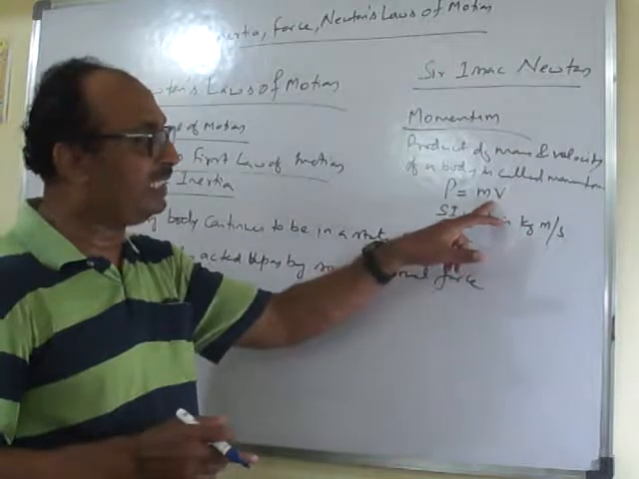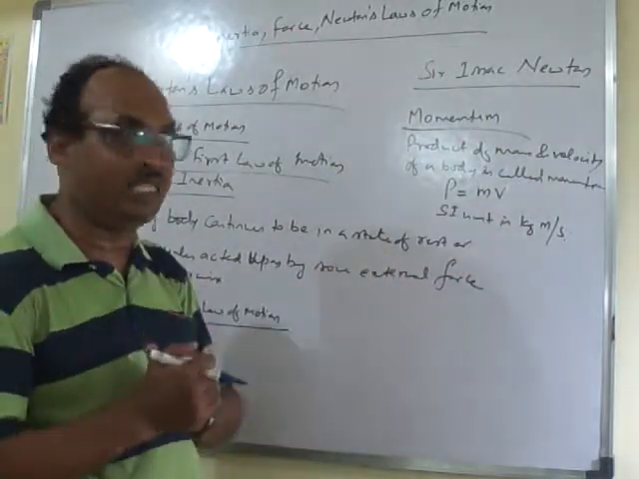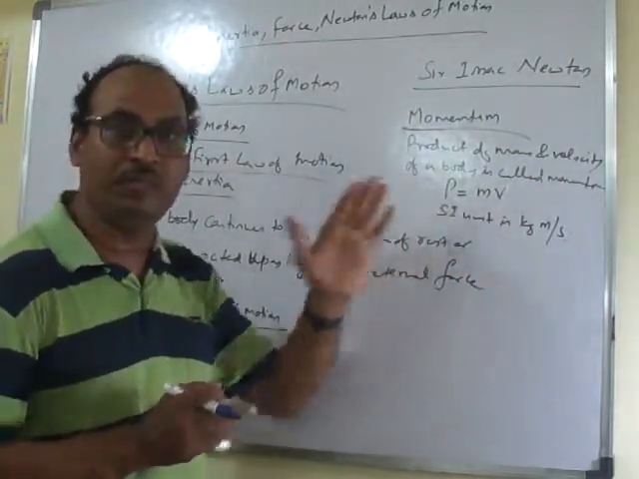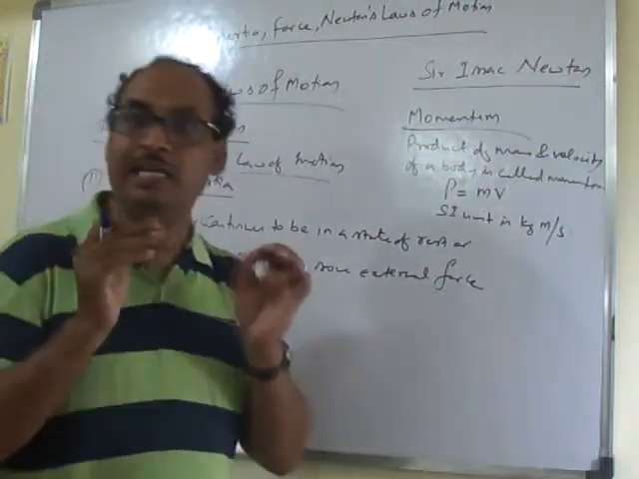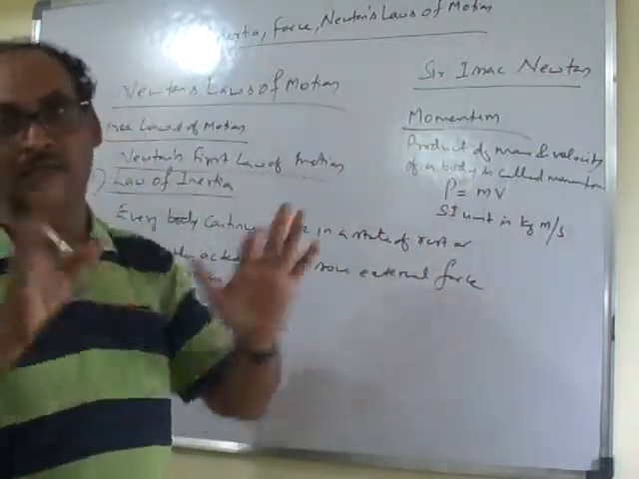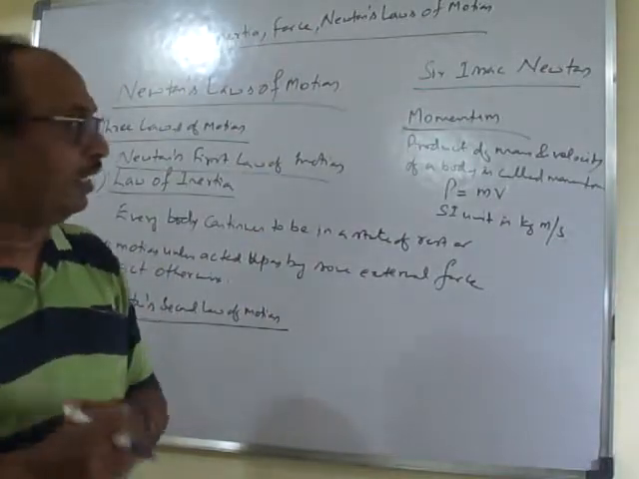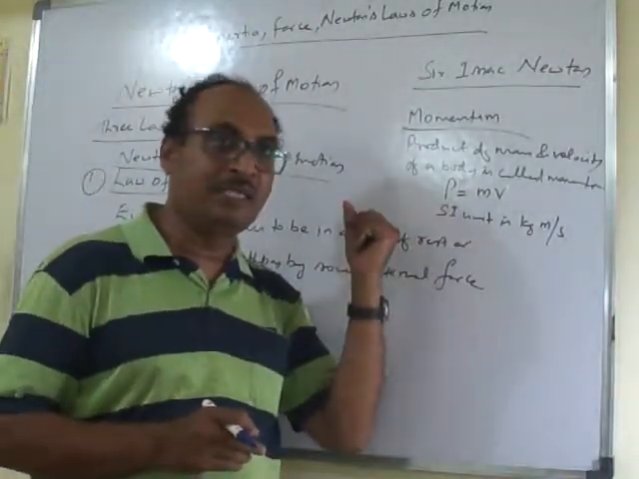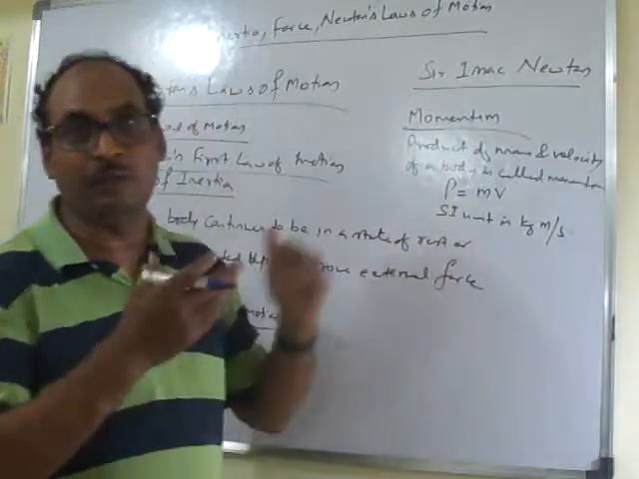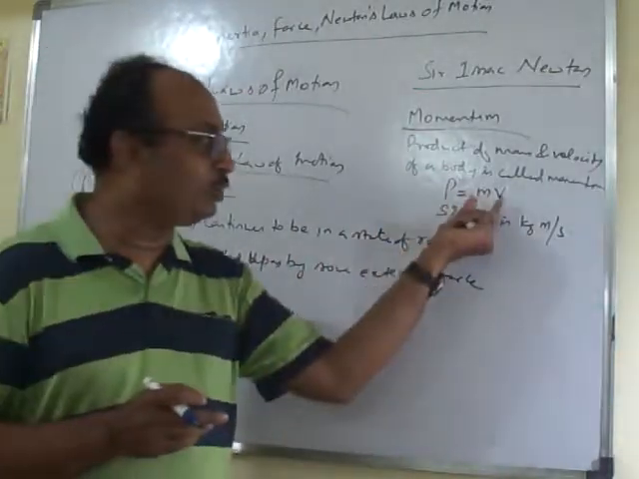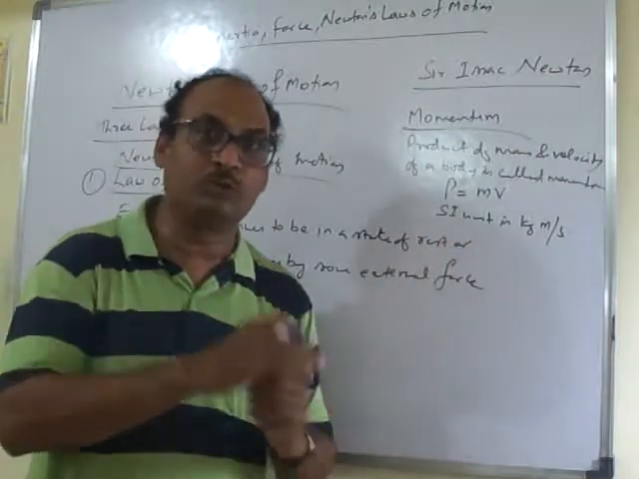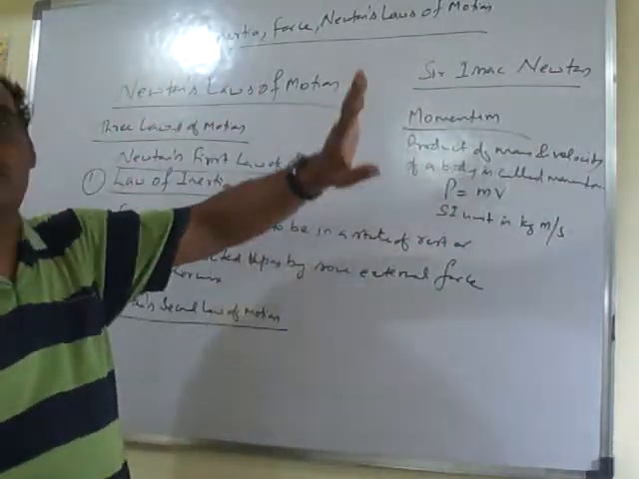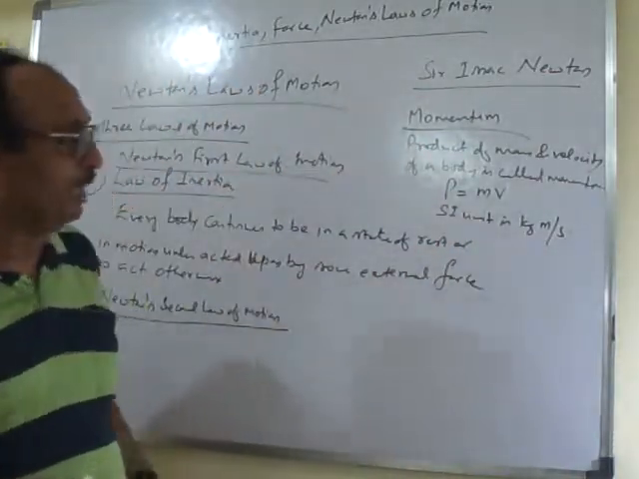If the body is at rest, meaning velocity is zero, what will happen? The momentum will be zero. So if we need some momentum, we need to have velocity. If the mass is zero, again the momentum will become zero. So nothing should be zero here. Mass should be there in the body, and velocity should also be there. Then only we will be able to calculate the momentum of a body.